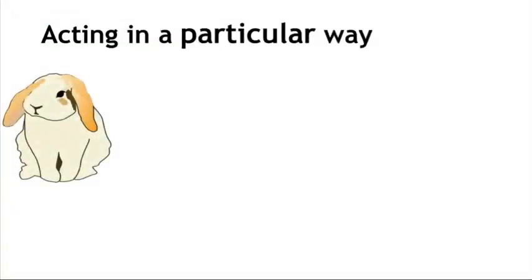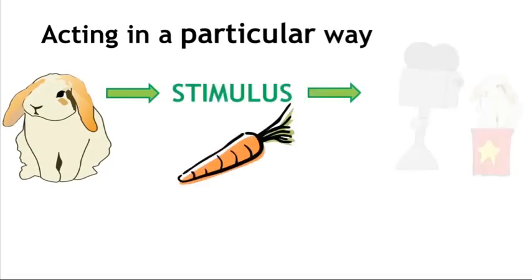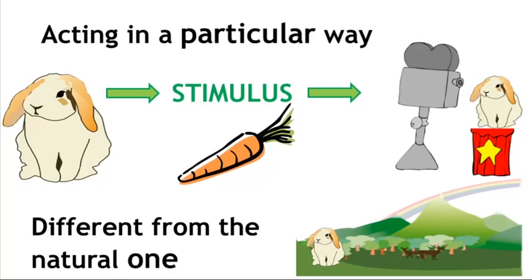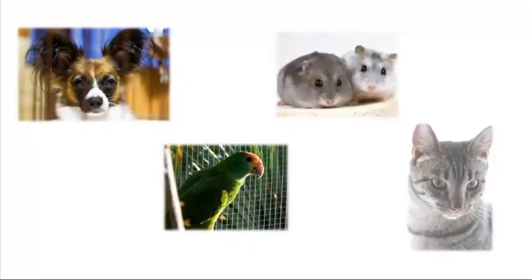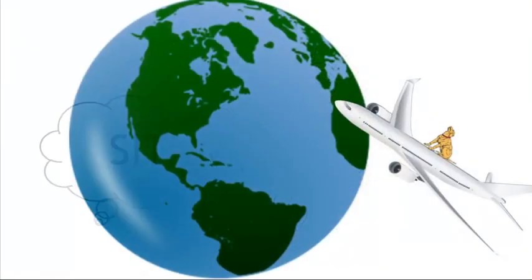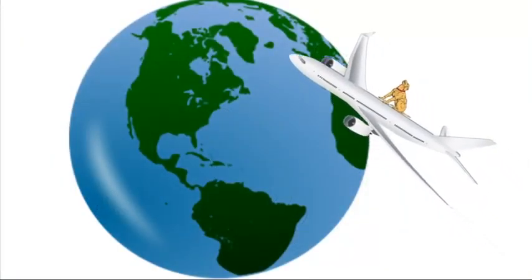Conditioning means acting in a particular way in response to a given stimulus, a response that is different from the natural one. Conditioning is a type of learned behaviour. Many domestic animals have been conditioned. Think about when you ask a pet dog to sit and then reward it with a treat. This is an example of conditioning.